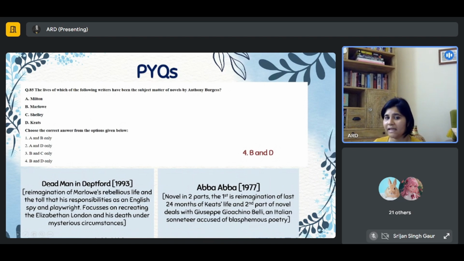On Marlowe he has written Dead Man in Deptford. It is a reimagination of Marlowe's rebellious life. And on Keats he has written Abba Abba. Okay, I'll share the PDF so you can read in detail the short description of both novels. So it's written on Marlowe and Keats, B and D. Okay.